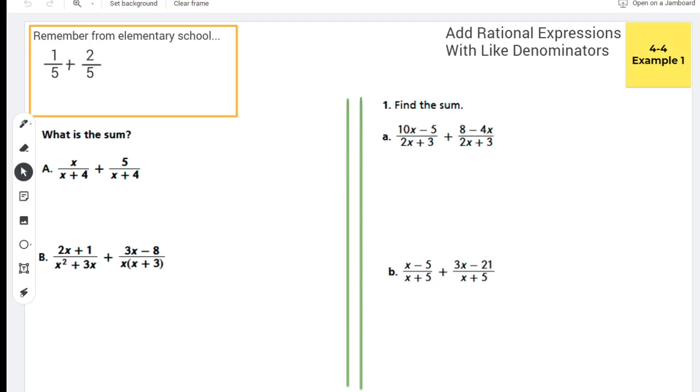In today's video, I'm covering example 1 from lesson 4-4 in the SavvasRealize Algebra 2 textbook. We are learning how to add rational expressions with like denominators. So that word like here just means the same.